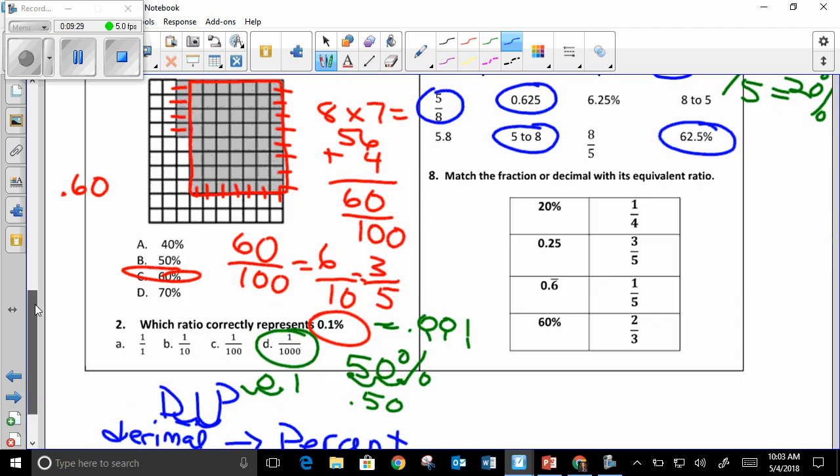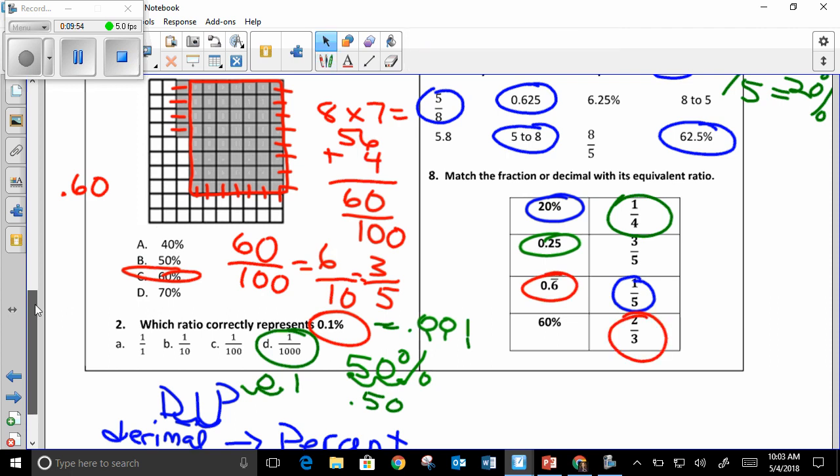All right, last one, number 8. Match the fraction or decimal with its equivalent ratio. 20% is 1/5. 0.25 is 1/4. 0.6 repeating, 666. Yep. And the last one, 60%.